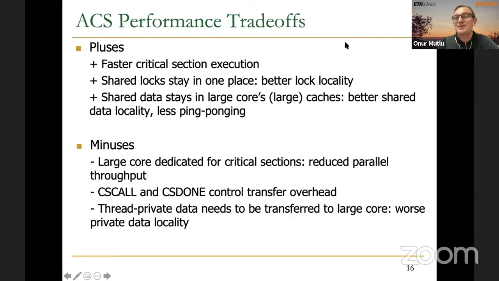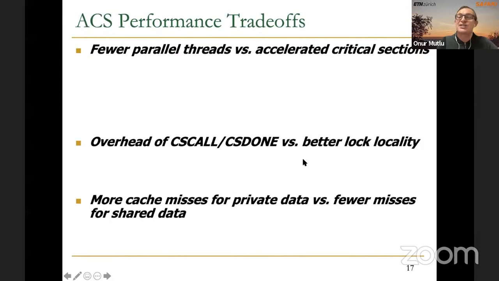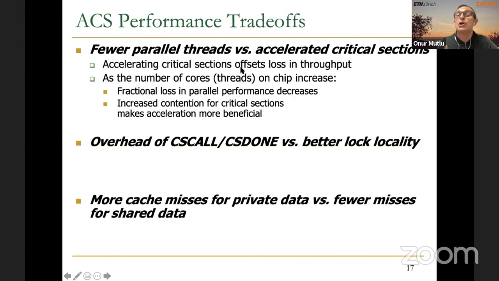Okay, let's examine these trade-offs. Clearly, these are trade-offs, right? We get basically fewer parallel threads because we dedicate one large core to execute critical sections. We could have used that to actually have more parallel threads, but we accelerate critical sections. So that's an interesting trade-off. Accelerating critical sections usually offsets the loss in throughput in parallel threads, as we see in our results.